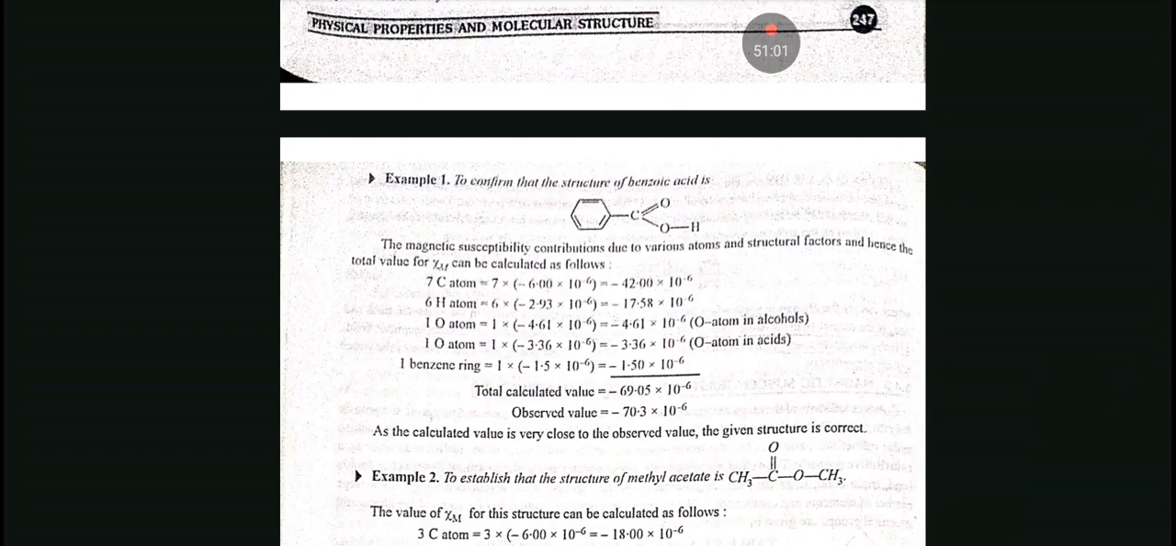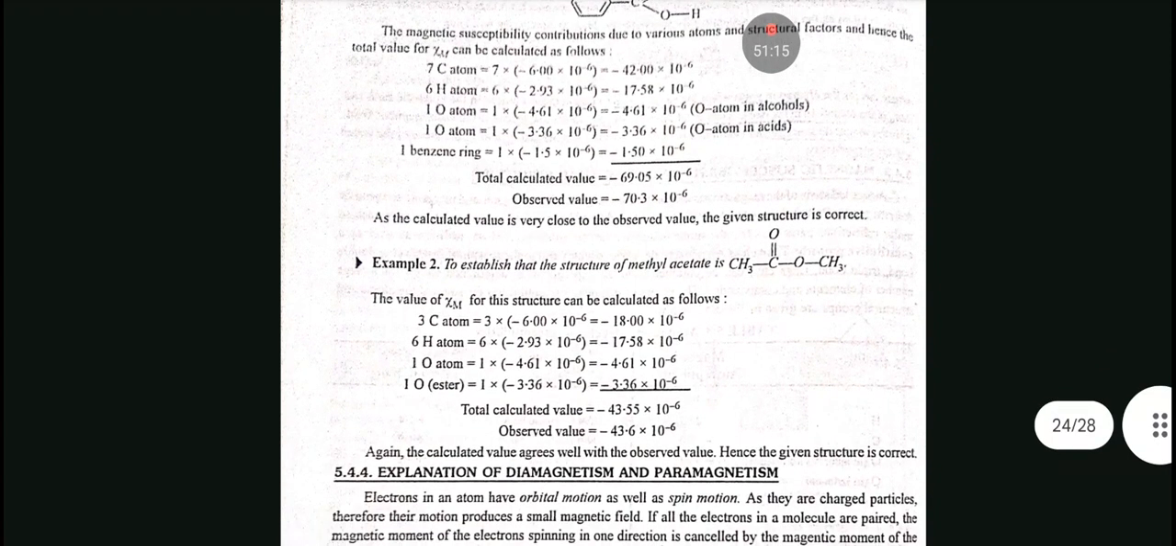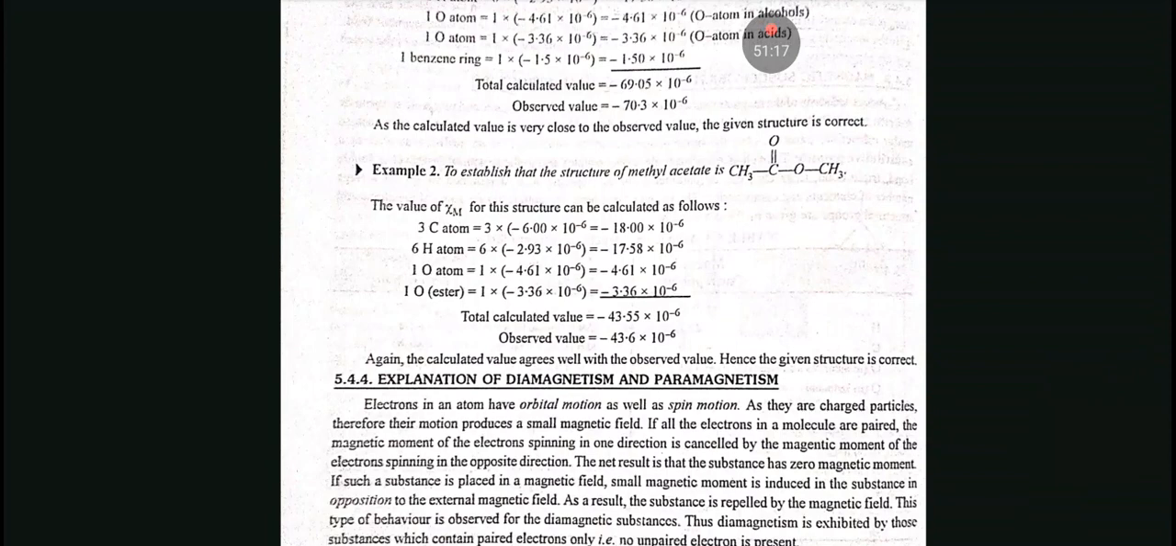The magnetic susceptibility contributes from the various atom and structure factors, and hence its value, Xm, can be calculated as follows. The total calculated value is very close to the observed value. The given structure is correct.